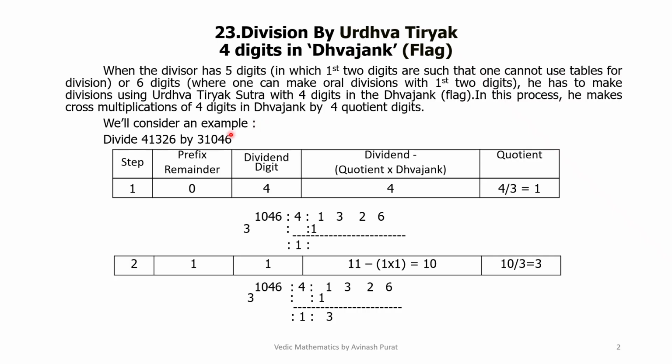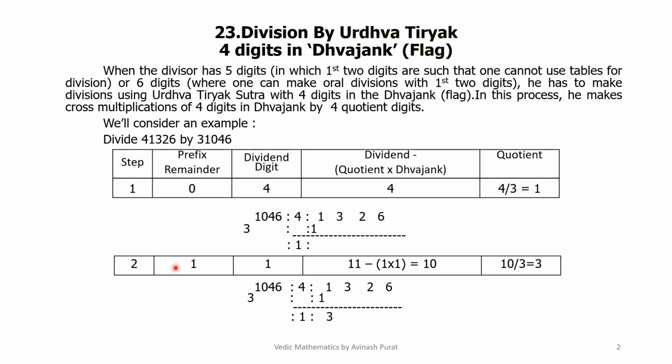We'll consider an example. Divide 41326 by 31046. Now there is a table. The columns are step, prefix or remainder, dividend digit, dividend minus quotient into Dhvajank, and quotient. The first step, remainder is 0, dividend digit is 4, dividend minus quotient into Dhvajank is 4 only. Quotient is 4 divided by 3 equal to 1.